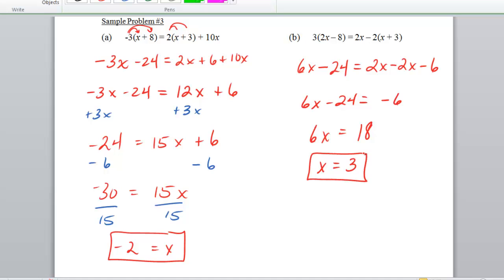And you can see when I take out some of those steps by doing the work in my head, it makes it a lot cleaner problem. Takes up a lot less space. So, just another layer that we've added to solving equations. We'll continue to do that through the next couple of videos.